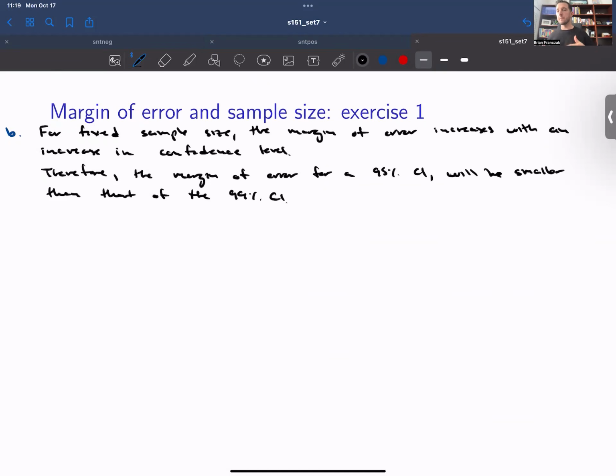So in part A, we constructed the margin of error for a 99% confidence interval. If we then consider a 95% interval, the margin of error is going to decrease because we are decreasing the confidence level. So the size of the margin of error increases with the confidence level as long as the sample size is held constant. And the standard deviation is constant as well, which it is in this case.